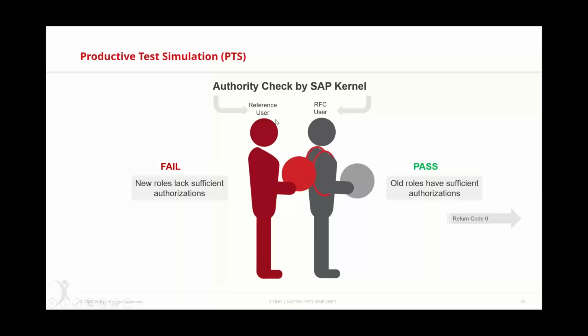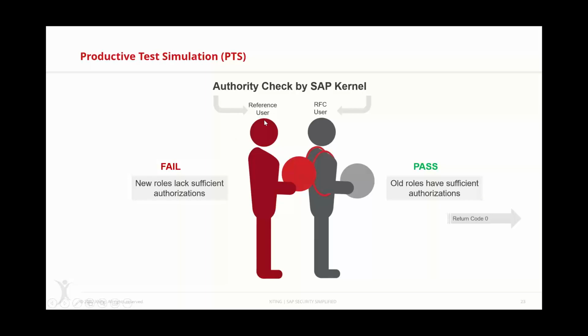And so basically what that means is if we have a role here that's missing authorizations, whether it's an entire RFC that we have not authorized, or just an activity or a field value that we have not authorized, it will basically fail here, but then succeed here because the user is still running SAP_ALL. We're not taking SAP_ALL away.